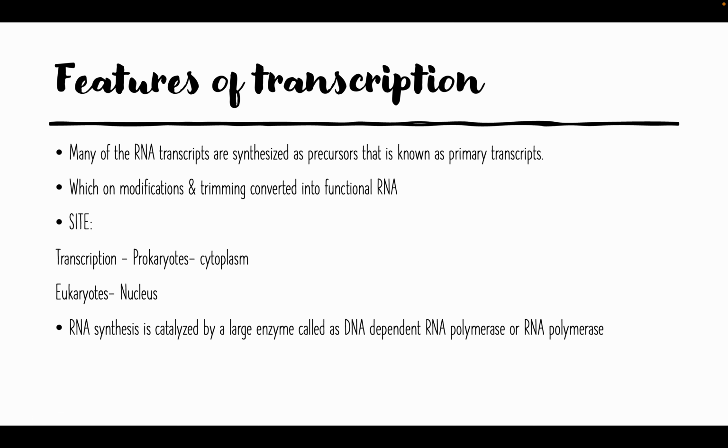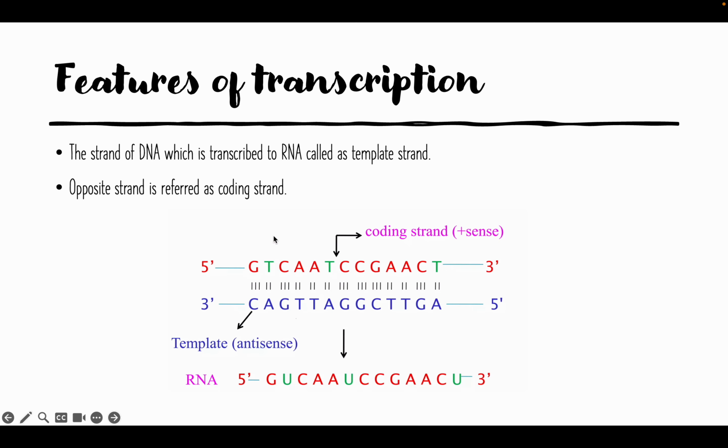In prokaryotes there is only one RNA polymerase, which we will talk about in this video, but in eukaryotes there are different kinds of RNA polymerase which transcribe different RNAs like mRNA, rRNA, and tRNA. So this video is particularly focused on prokaryotes, but in my next video I will talk about eukaryotes and the different RNA polymerases involved there.